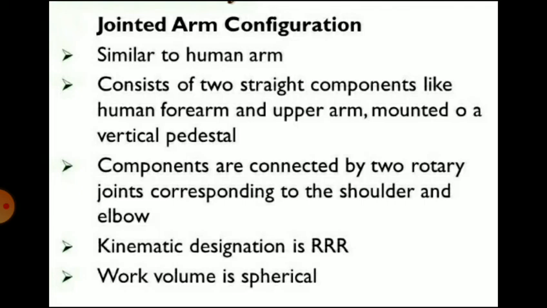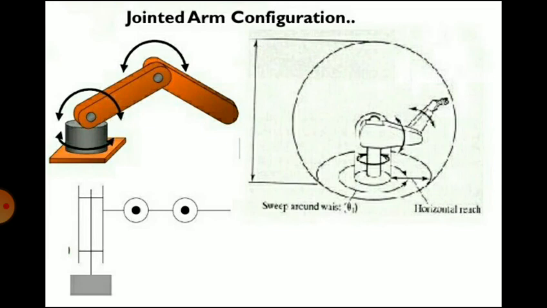And the work volume is spherical. So you can see the spherical work volume of the jointed arm configuration. It is the space in which the robot components can move, and that is called the work envelope.